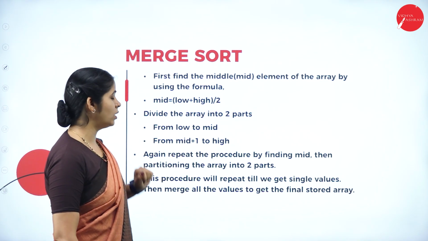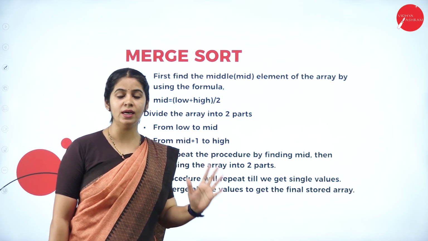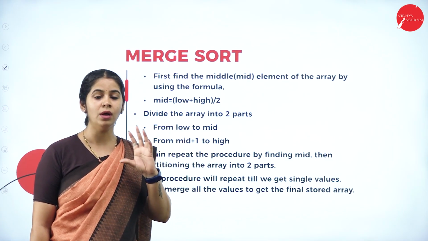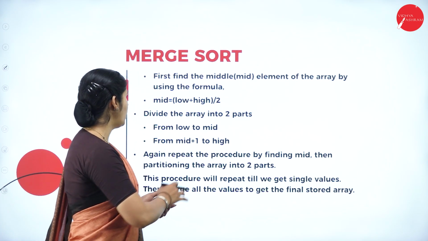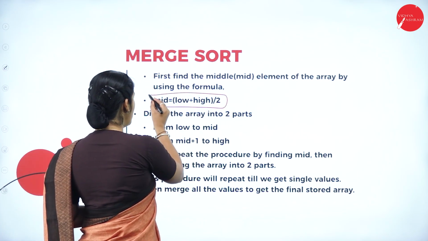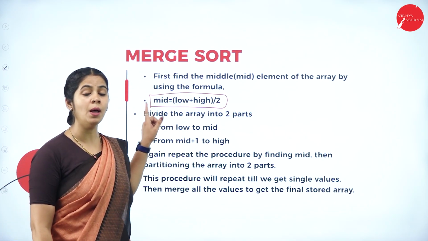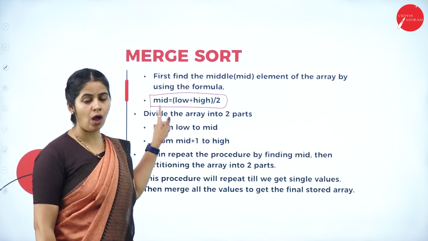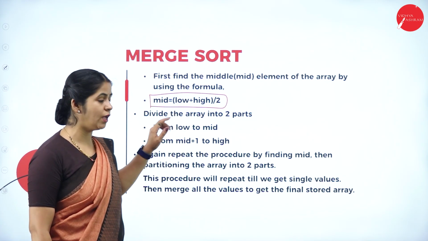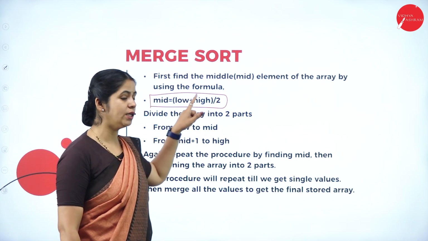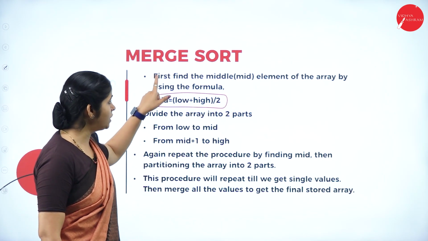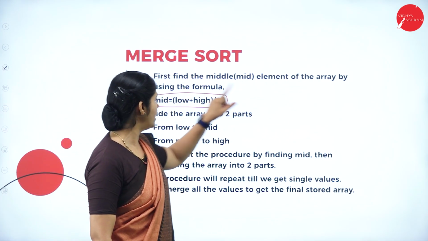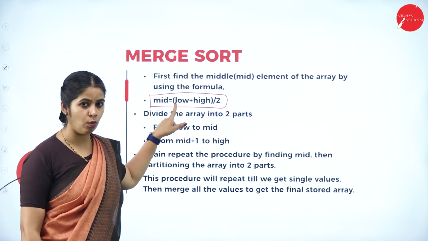In the merge sort algorithm, we have to divide the given array on a particular constraint basis. How are we going to divide? We are going to divide based on this formula. What is the formula? We have to find the middle element of the array. How are we going to find the middle element of the array? Low plus high divided by 2 will give us the middle element of the array. First, find the middle element of the array by using this formula.